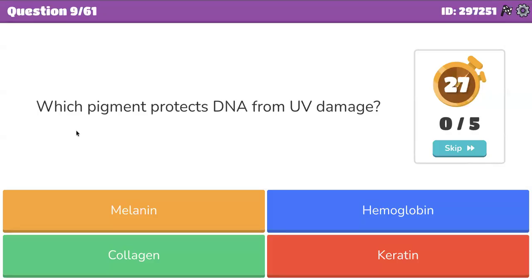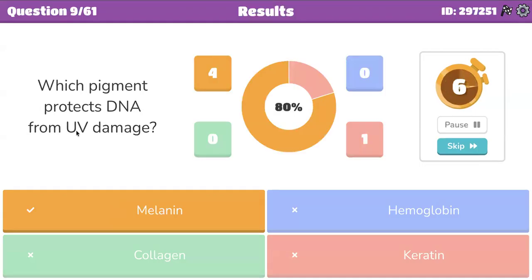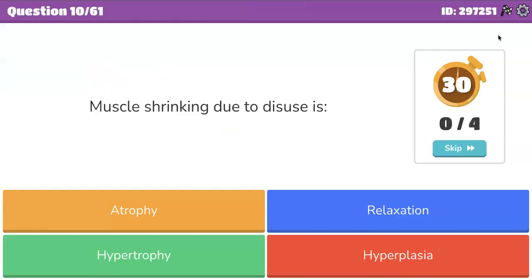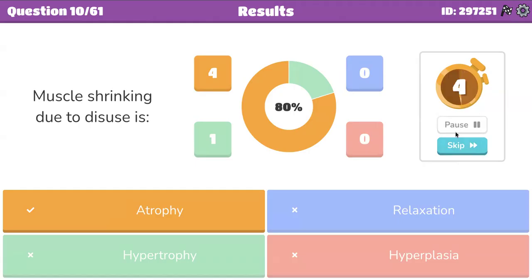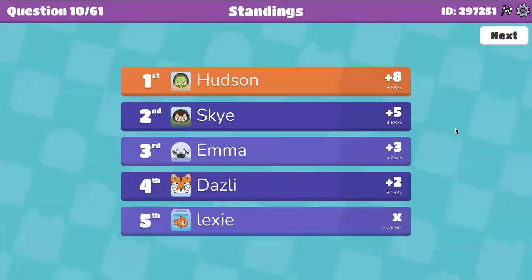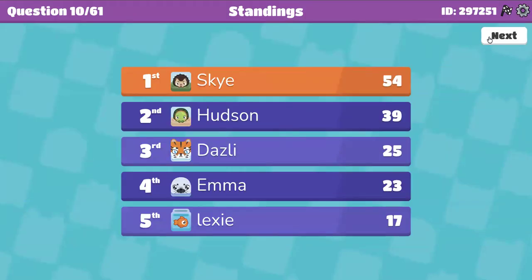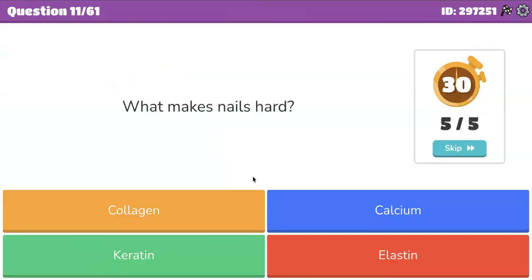Which pigment protects DNA from UV damage? This is such a cool pigment. Melanin. Muscle shrinking due to disuse is called what? Atrophy. Atrophy happens if you go on a break. Like if I was put in a boot for a long time, an ankle boot, because I got an ankle injury, and they were worried about atrophy.